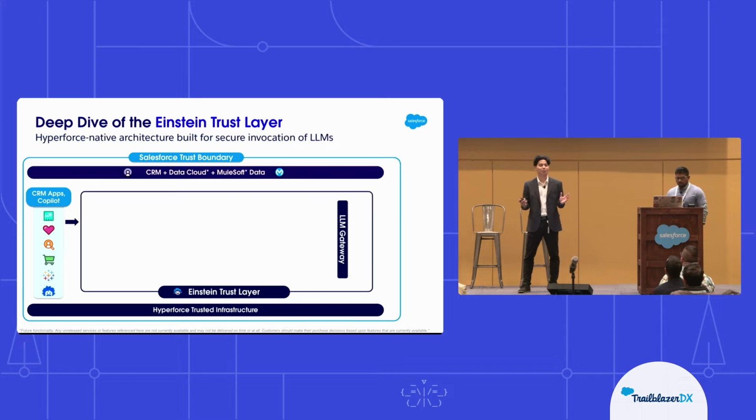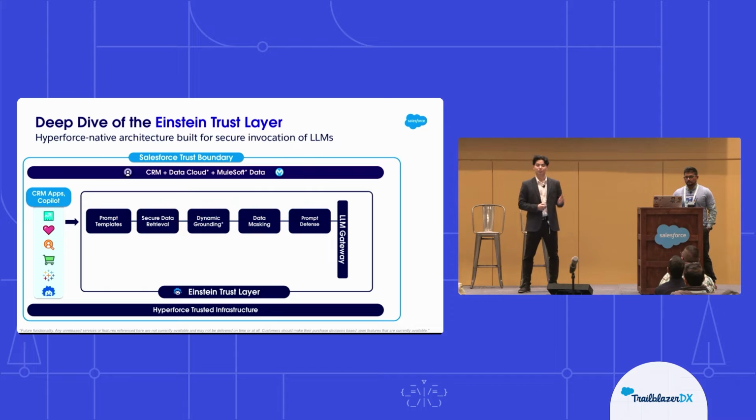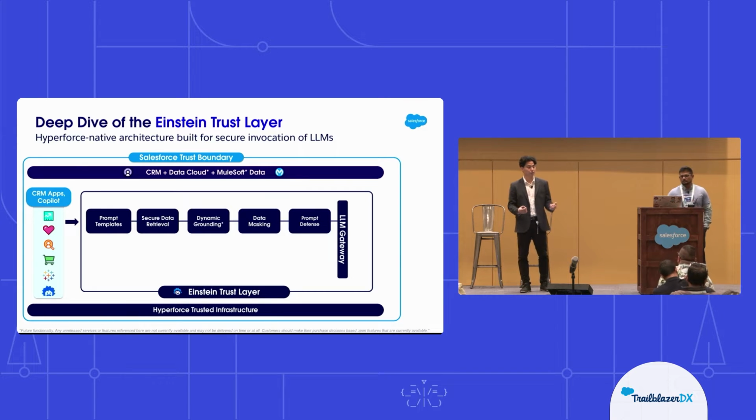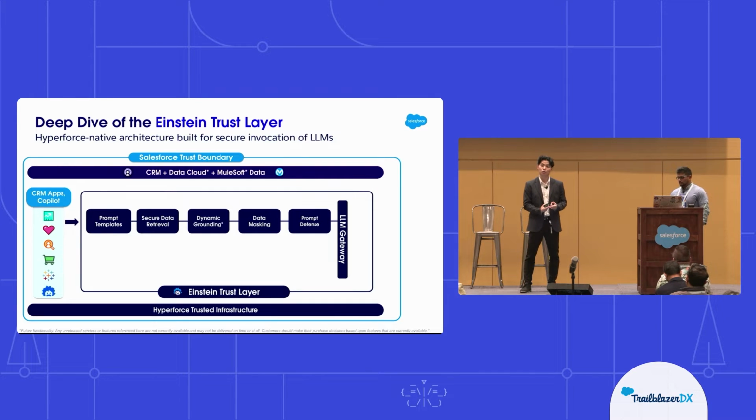Before any prompt template is executed on our platform, we go through a series of pre-processing steps and checks before it ever reaches a large language model. Let's take a look. Starting from the left, we have our prompt templates powering our applications. The first step, secure data retrieval. We ensure that any data we retrieve for dynamic grounding is respected by the access controls and user permissions of that org.